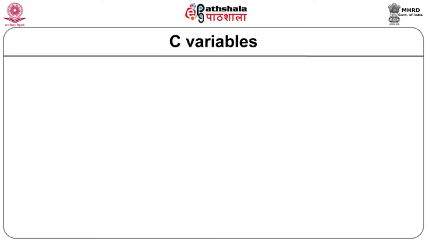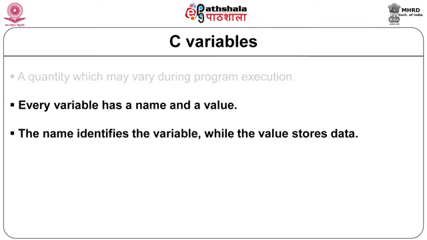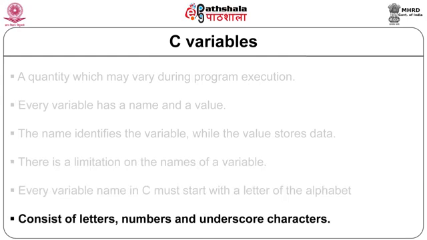Then variables used in C. A quantity which may vary during program execution is called a variable. Every variable has a name and its value. The name identifies the variable while the value stores the data. There is a limitation on names of variables. Every variable name in C must start with a letter of the alphabet. The variable consists of letters, numbers and underscore character.